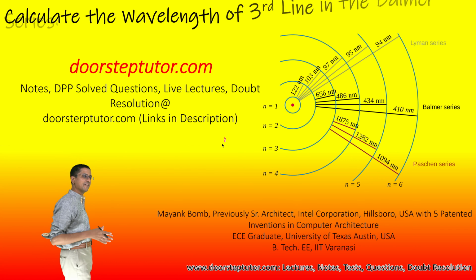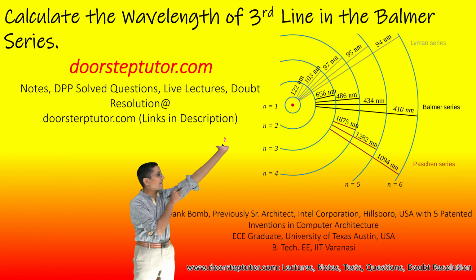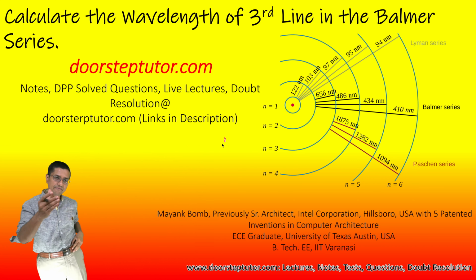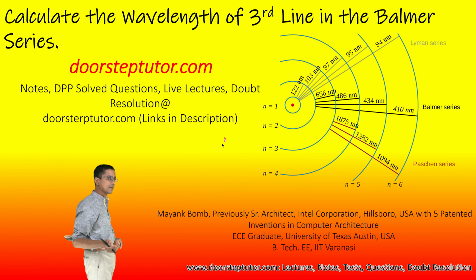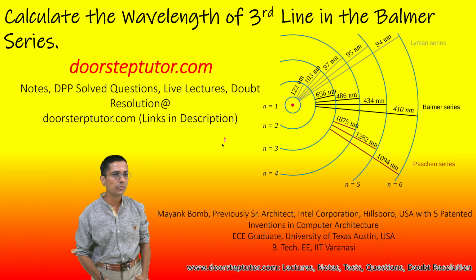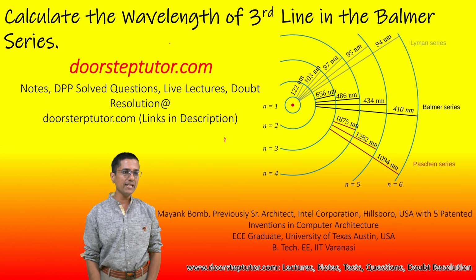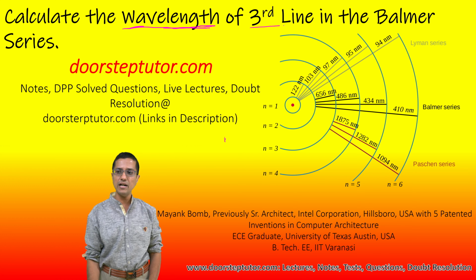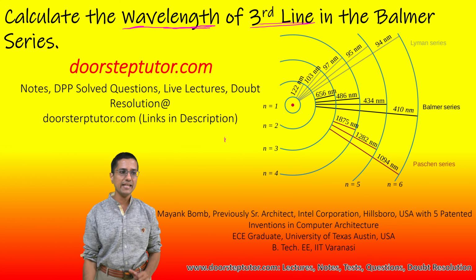Now that we have derived the Rydberg equation, or this formula for calculating the wavelengths in the hydrogen spectrum, let us just solve a numerical, because ultimately those are what are asked in our JEE Mains and also sometimes in NEET. So what we are going to do today is calculate the wavelength of the third line in the Balmer series.